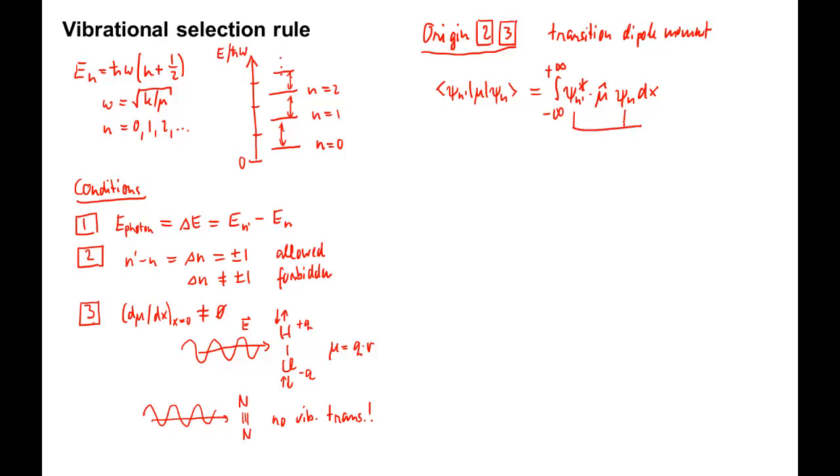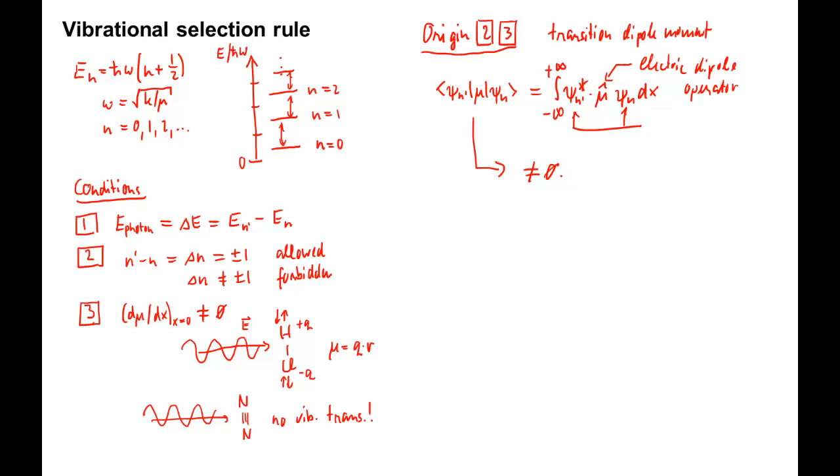Psi n prime and psi n are the two wave functions, and you notice that unlike in a normalization integral or an expectation value integral, these two wave functions are different. The operator is the electric dipole operator. And the entire expression is called a matrix element of this operator. Conditions number 2 and number 3 now stem from the requirement that this matrix element has to be non-equal to 0 for an allowed transition.